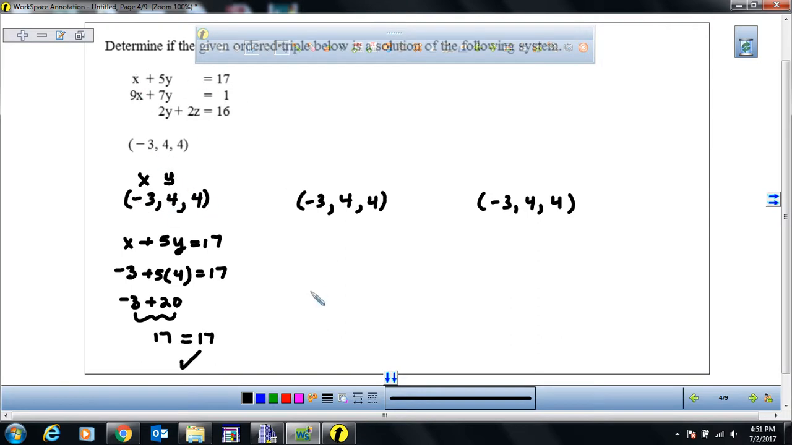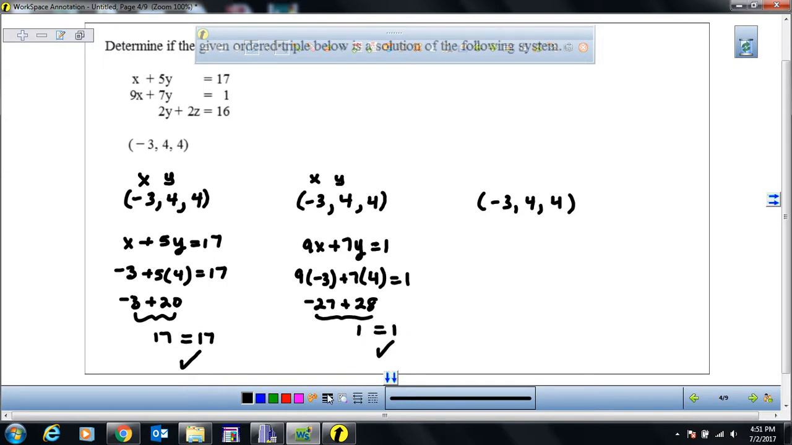Now, let's check the second equation. The second equation is 9x plus 7y equals 1. This is my x and this is my y. So we're going to replace the x with negative 3 here, plus 7, and the y with the 4, equals 1. So that's negative 27 plus 28, and negative 27 plus 28 is 1, and 1 equals 1 is also a true statement, meaning that the triple (-3, 4, 4) is also a solution to the second equation.